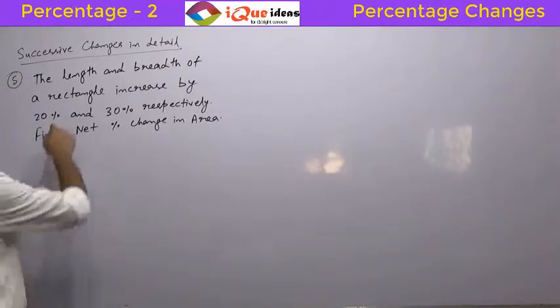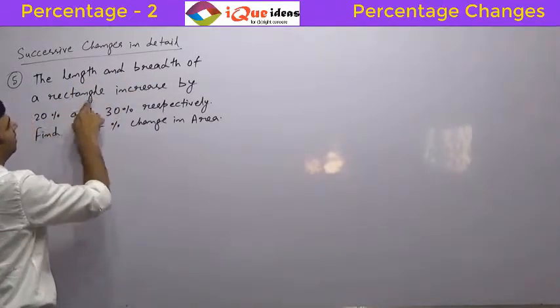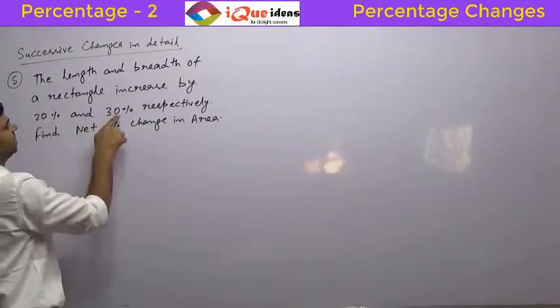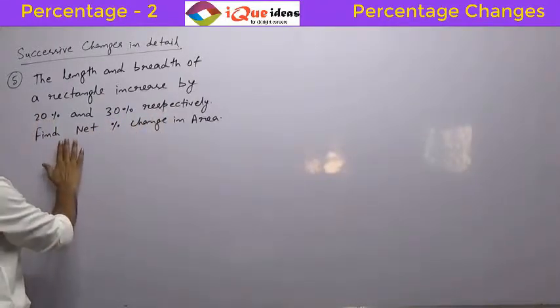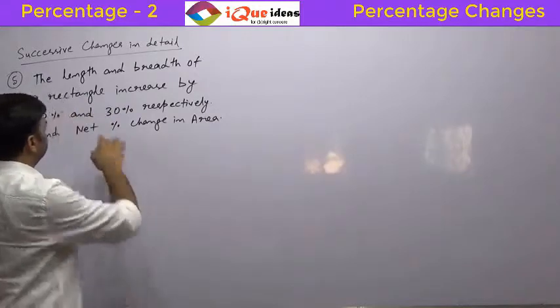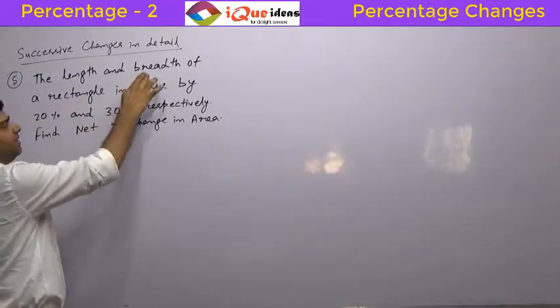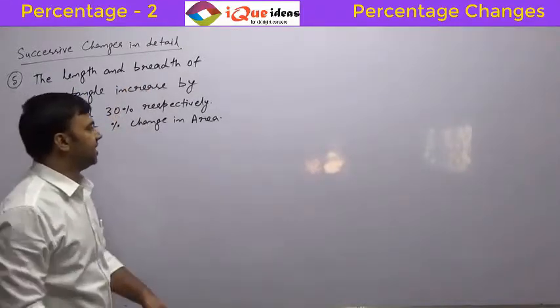Now, this question says the length and breadth of a rectangle increase by 20% and 30% respectively. Find the net percentage change in area. So, the length increases by 20%, breadth increases by 30%. You have to find the net percentage change in area.